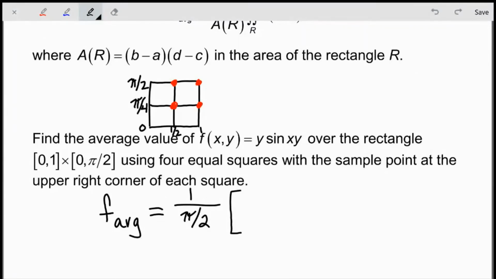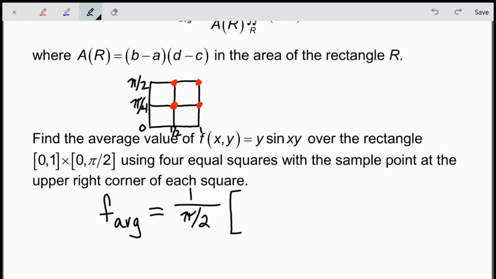Well, for each one of these squares, I'm going to evaluate the function value at the upper right-hand corner. The area of each one of those squares is going to be my base, and then the function value is going to be the height, so I could actually factor out the area of each square since they're all the same.